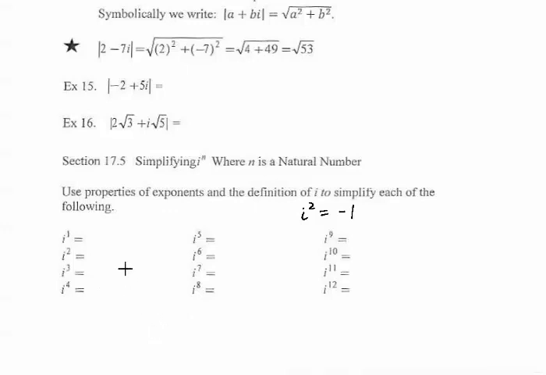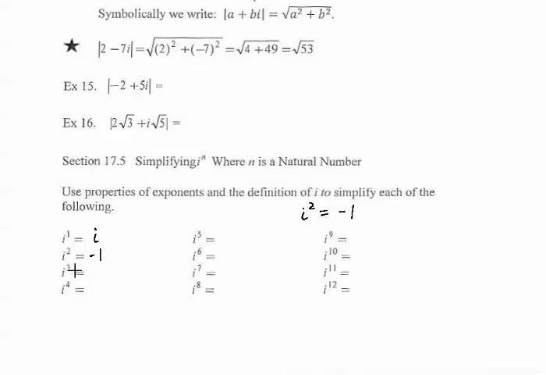Now, here are the first 4, 1, 2, 3, 4. Once we cycle through these 4, then those answers that we got for i to the first, i to the second, i to the third are simply going to repeat over here. Okay, for 5, 6, 7, 8. And then repeat again for 9, 10, 11, 12. Alright, i to the first power we just write as i. Anything raised to the first is just itself. i squared, we already know, is a negative 1.